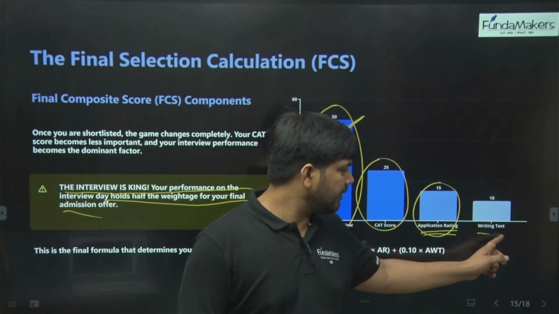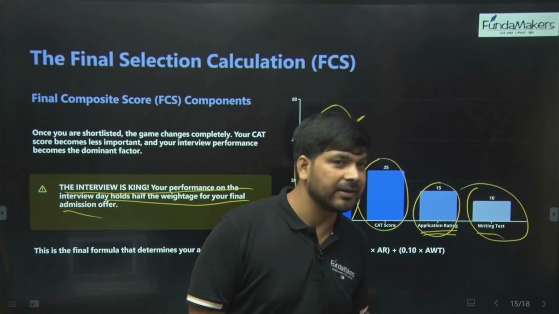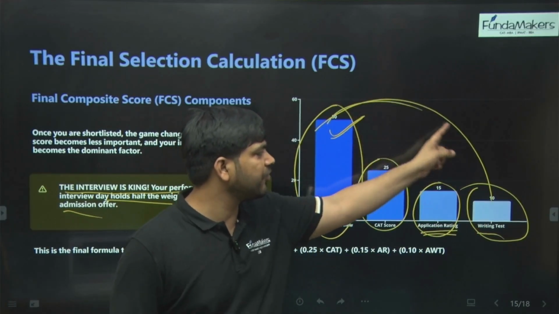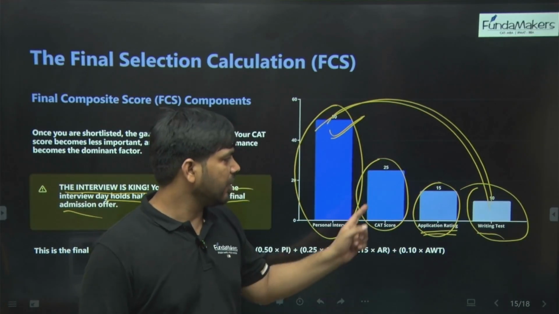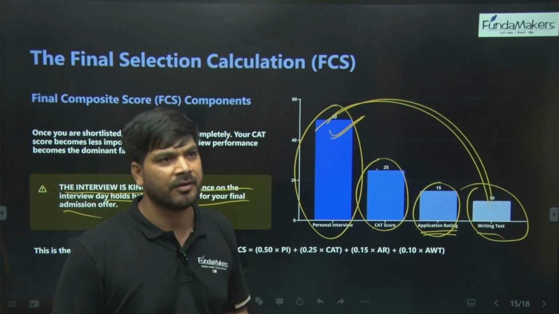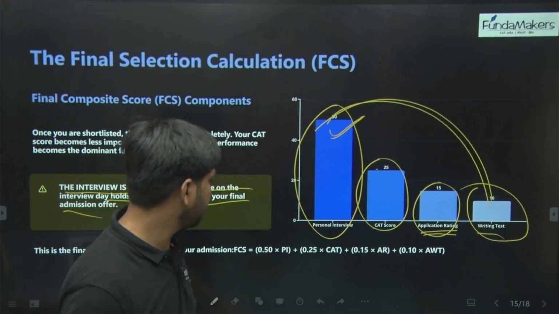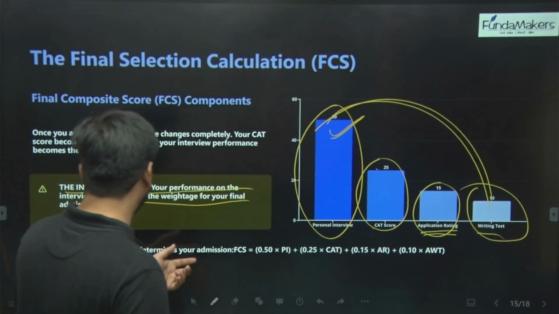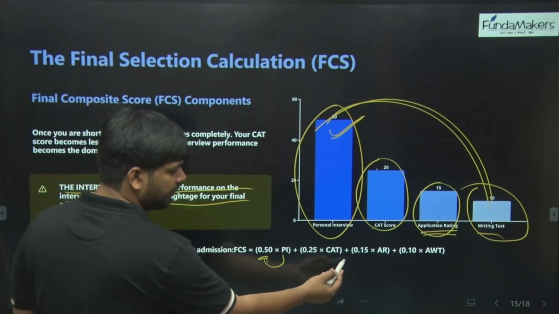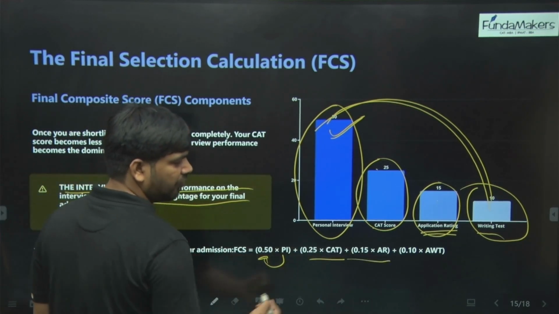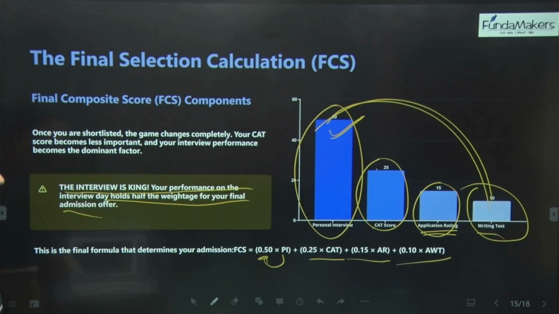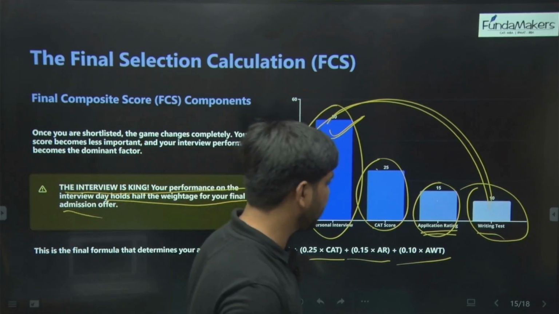And writing test 10%. AWT is the writing test, right? So the interview and the writing test alone hold around 60% of the weightage in your selection. The 25% and 15% for CAT and application rating score respectively, they hold the water, right? So the formula for the admissions is 50% of your PI, 25% of your CAT score, application rating 15%, and AWT, that means the analytical writing test, is just 10%.